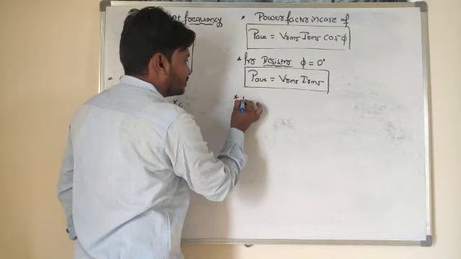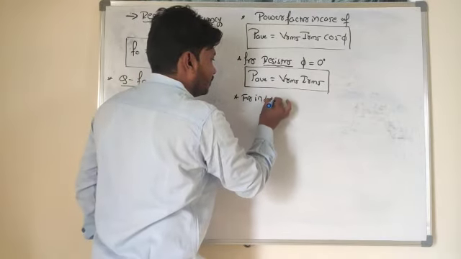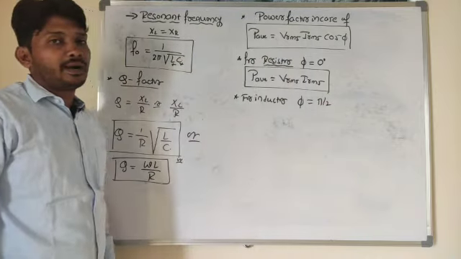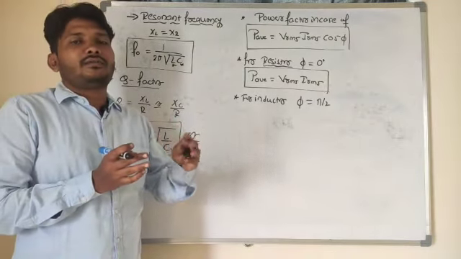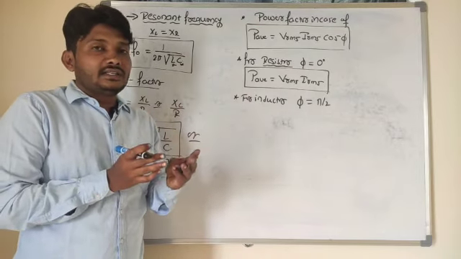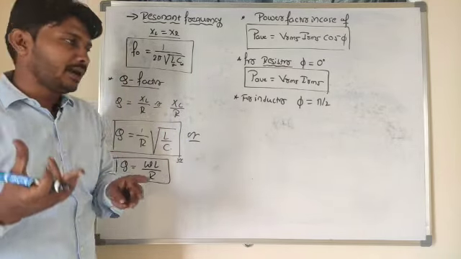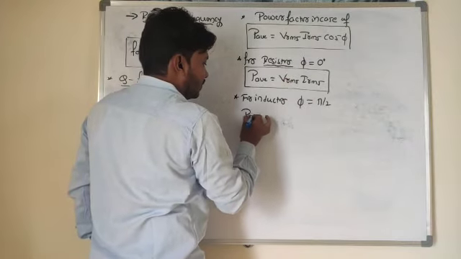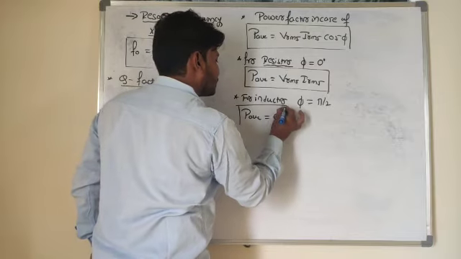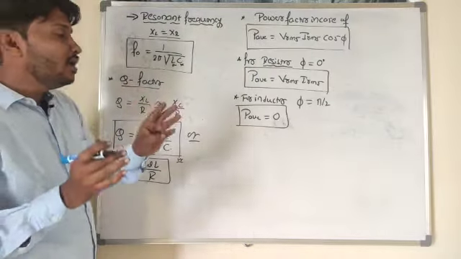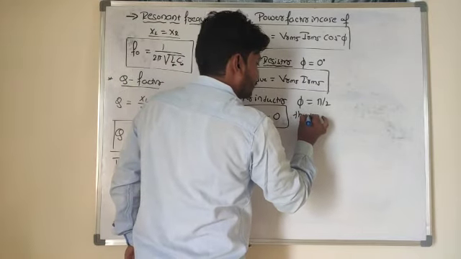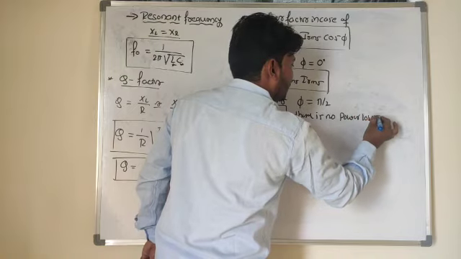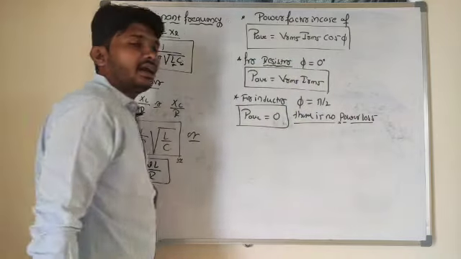So for inductor, look at here. For inductor, what is the angle between current and voltage? So pi by 2. V is equal to V naught sine of omega into t, and current I is equal to I naught sine of omega t minus pi by 2. So phase difference is 90 degree. Cos 90 means what? 0. So what is the power loss in case of inductor? In case of inductor there is no power loss if you pass that alternating voltage.